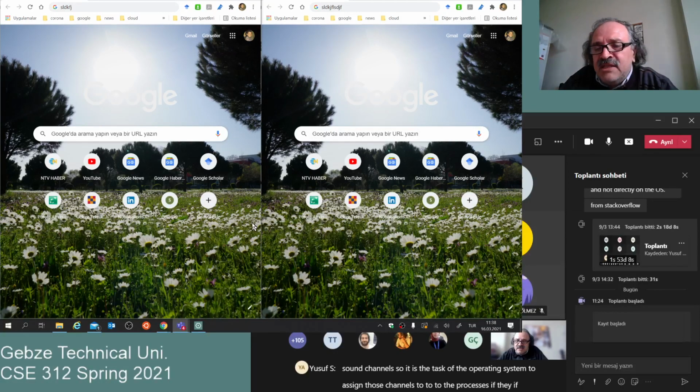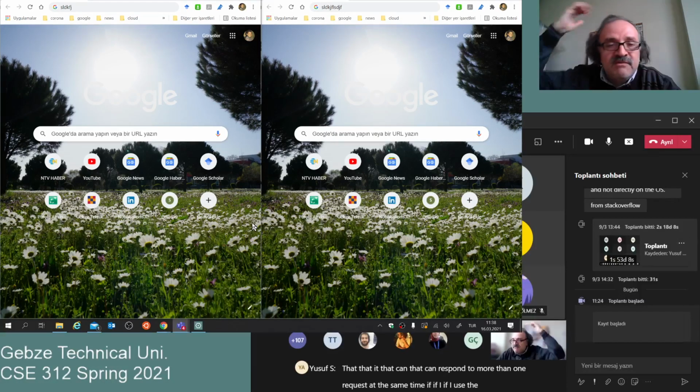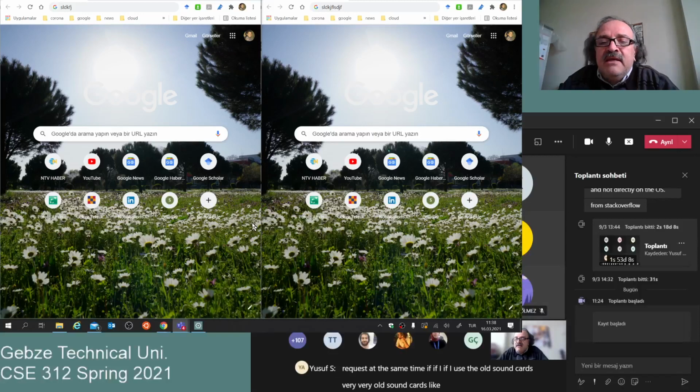If I need more than 16 channels, then the operating system is going to tell you that no, I cannot give you this many sound channels. So it is the capability of the sound card that can respond to more than one request at the same time. If I use the old sound cards, very old sound cards like from the 1990s, then it wasn't possible at all. If somebody is using your sound card, then they are using it. Nobody else can use it. It is either playing something or recording something. You cannot do both at the same time.